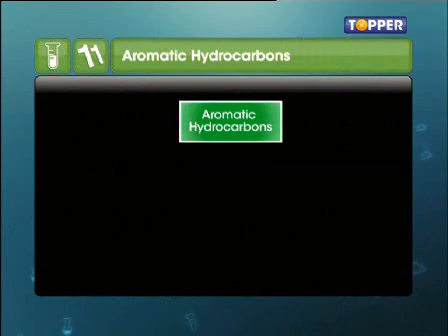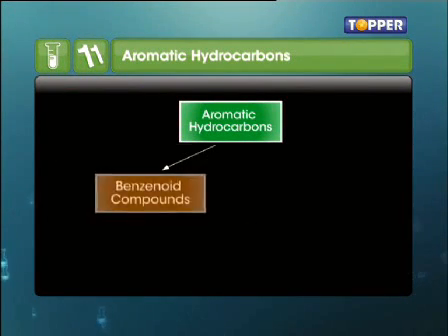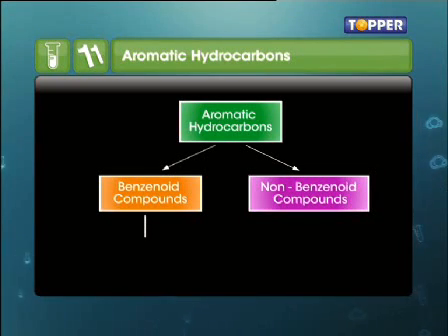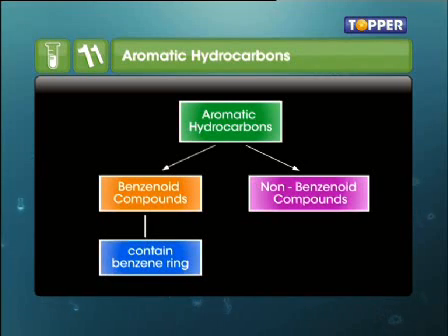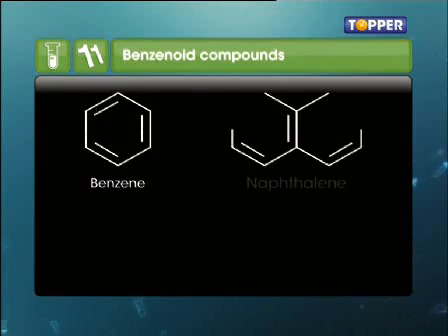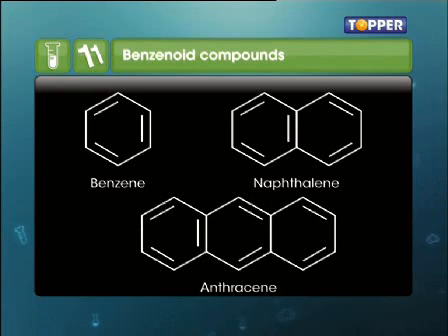Aromatic hydrocarbons are of two types, benzenoid and non-benzenoid compounds. Aromatic hydrocarbons containing benzene ring are called benzenoids, and naturally those which do not contain benzene rings are called non-benzenoids. Benzene, naphthalene and anthracene are some examples of benzenoid compounds.